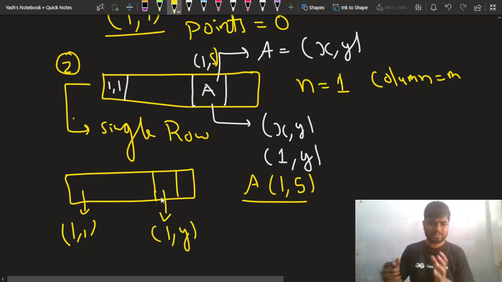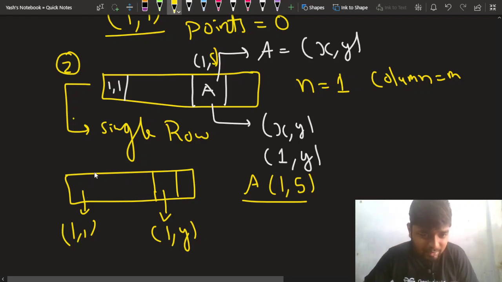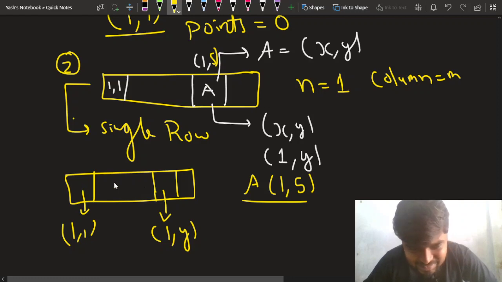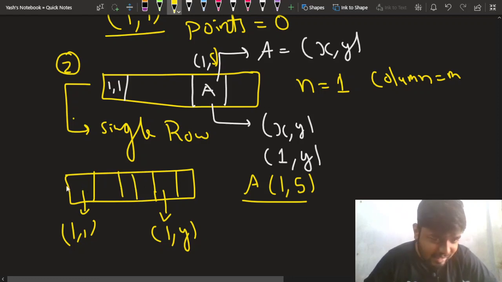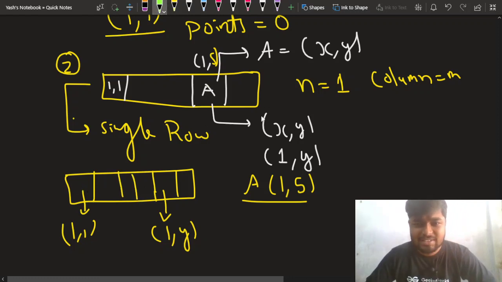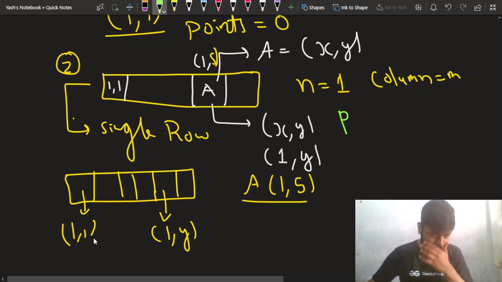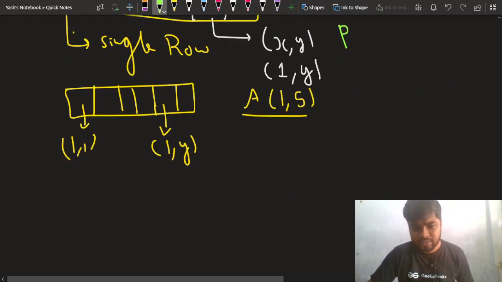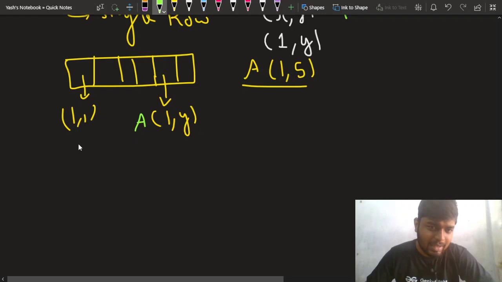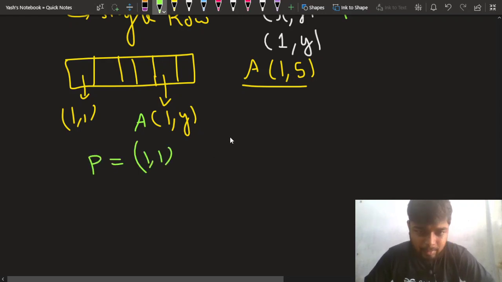You will be knowing the distance from this cell, right? Since this is linear, you can easily count the number of cells lying in between. So you will be knowing a distance, let's say p, which is the distance between this cell 1 comma 1 and this cell A. So p will be the distance between 1 comma 1 and 1 comma y, right?